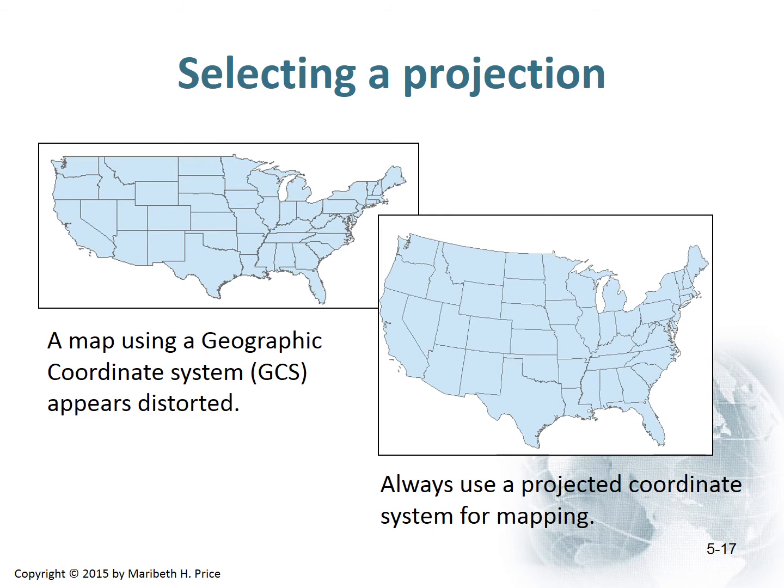Another thing that can impact how we do this is selecting a projection. If you use a geographic coordinate system to map the United States, for example, it appears very much distorted. So you always want to use a projected coordinate system when you're mapping.